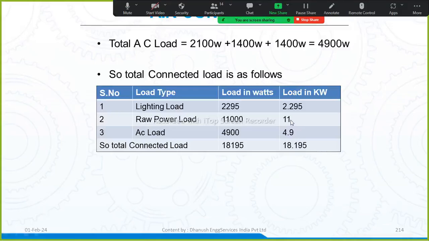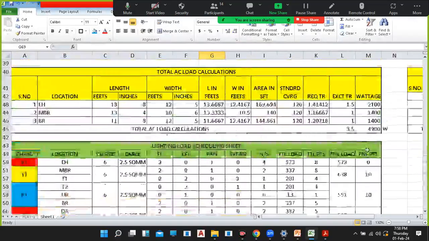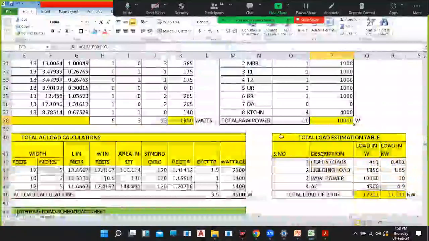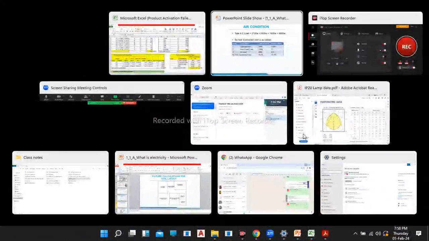We got power socket load as 11 only, but AC we got 4.9. 2100, 14, we got the same, but lighting it was changed, no? Power socket we got 11 only, but how much did we get here for the power sockets? Where had we missed? In the kitchen we had taken 6 sockets here. Yes.